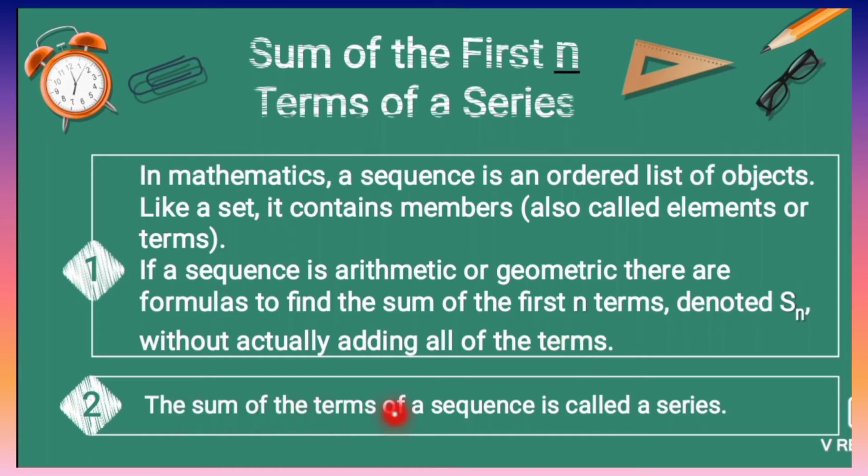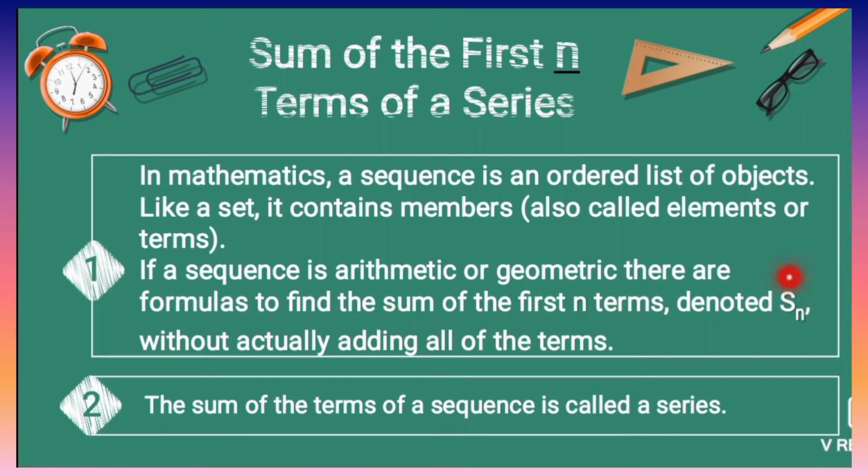The sum of the terms of a sequence is called a series. So, ibig sabihin, the sequence daw ay isang ordered list of objects. So, yung mga ordered list of objects niya ay depende. Pwede rin siyang maging set or maging elements or terms. At si sequence naman ay pwede maging arithmetic or geometric yung sum of the n terms na hinahanap natin. At huwag mag-alala dahil may mga formulas naman to find the sum of the first n terms.